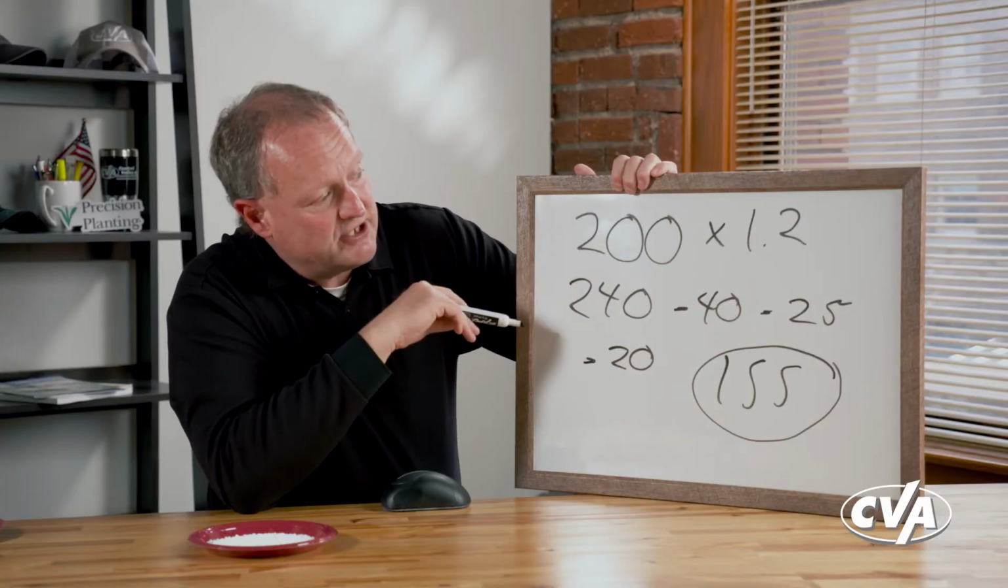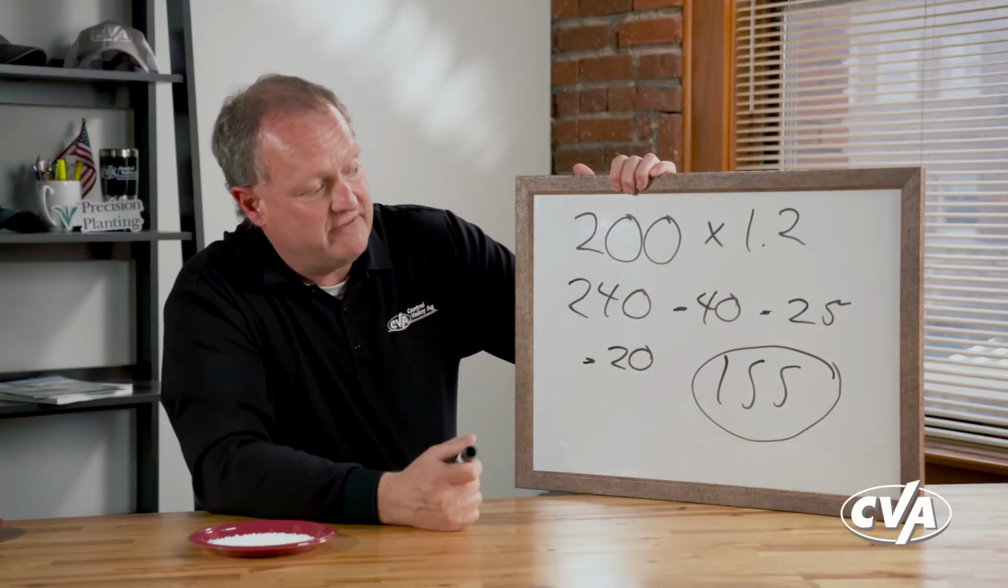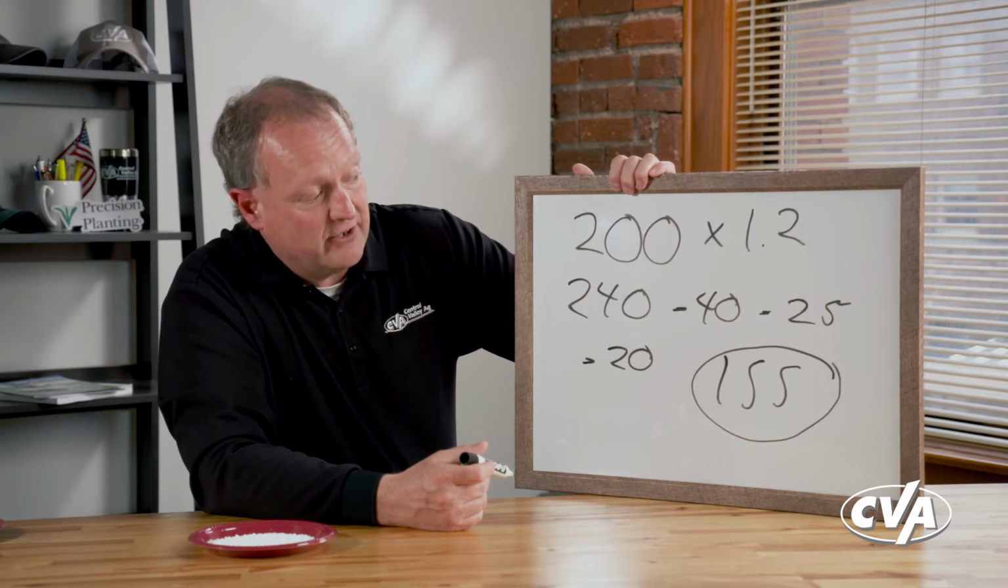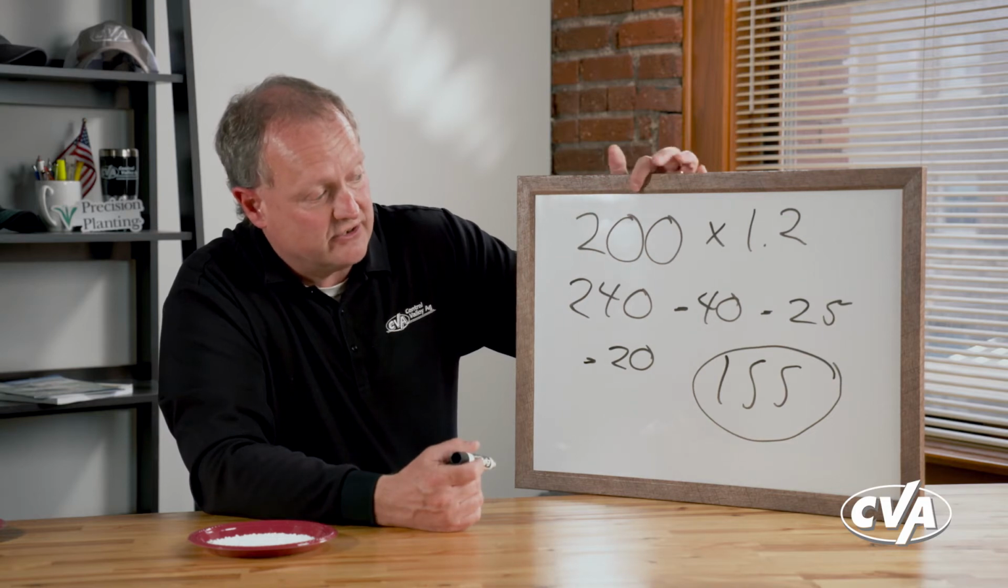Before we start talking about dropping the factor down, and again, 155 pounds of nitrogen for 200 bushel of corn following soybeans is not a really aggressive recommendation at all. I would say, if anything, it's a little conservative.